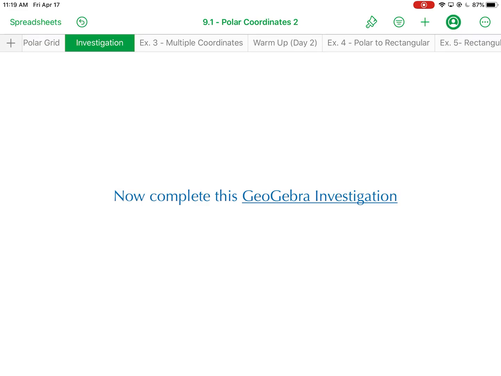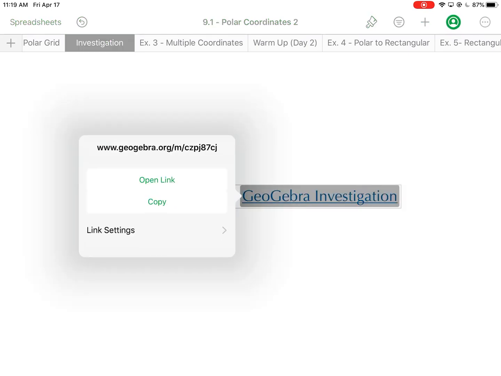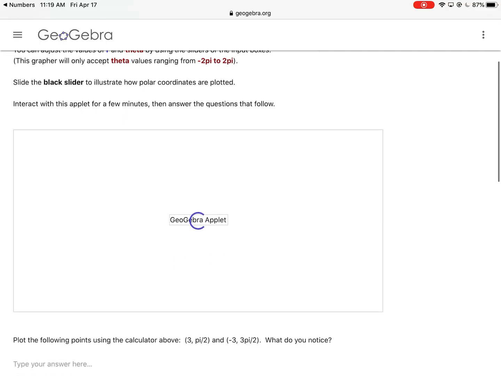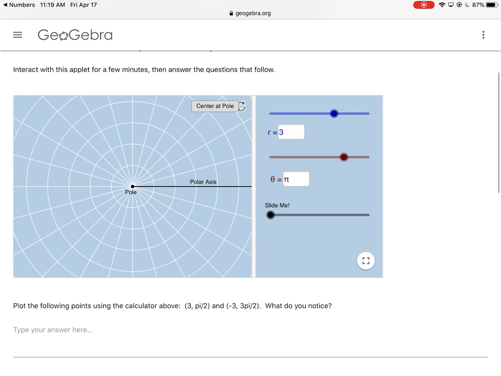What's up, everybody? Today we are going to continue looking at polar coordinates, and we're going to start off by looking at a quick little investigation with the same GeoGebra applet that I had pulled up yesterday. If you want to follow along within your notes, this is linked in. Should just be on this screen. Click right here, open the link up. Now again, this is the same applet from yesterday. There are just some questions below the applet that I didn't get to yesterday, okay?